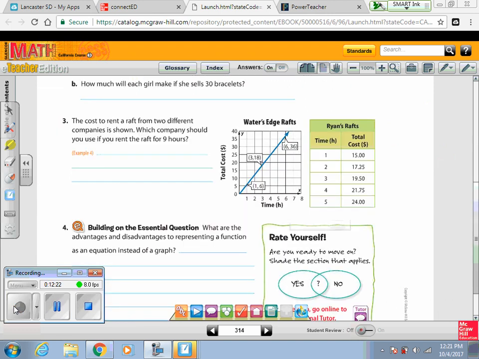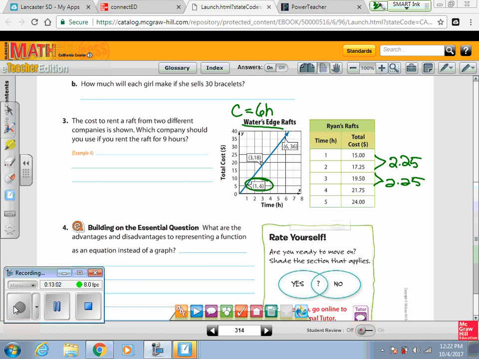All right, so on number 3 it says the cost to rent a raft from 2 different companies. Which company would you use if you rent the raft for 9 hours? Okay, so Water's Edge, it's $6 an hour, right? So this one, cost is $6 per hour, right? This one, it's 15 to 17.25. That's $2.25, and then $2.25. So it's going up $2.25, but it starts at 15.